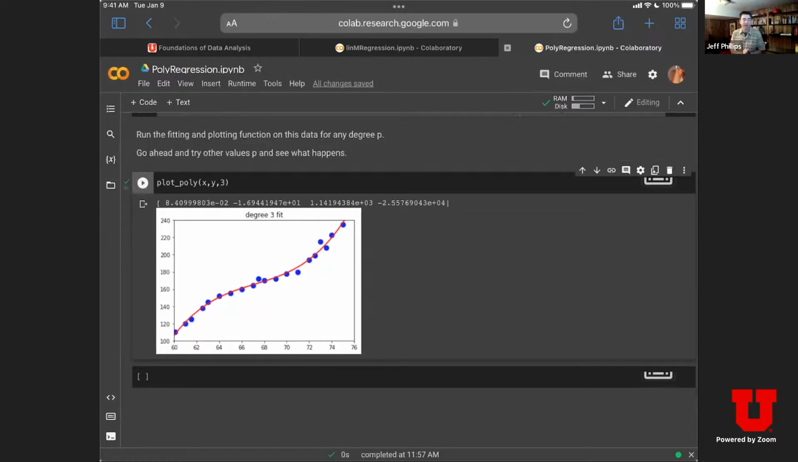All right, does anyone have any questions about this code, or about how this works? Again, you'll have access to this. You can go and play with this yourself.